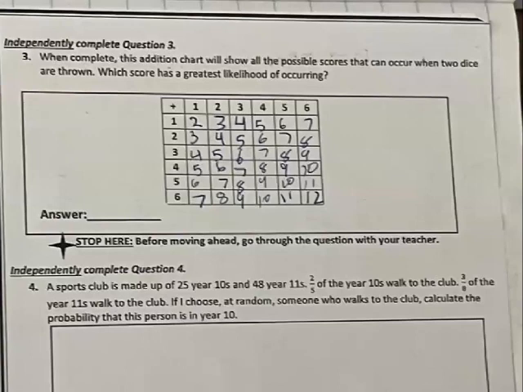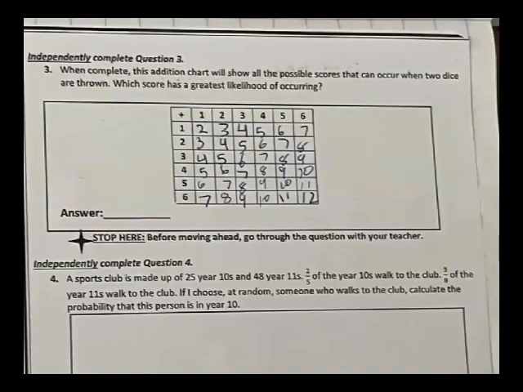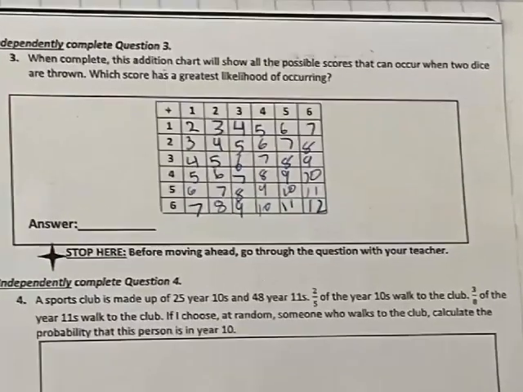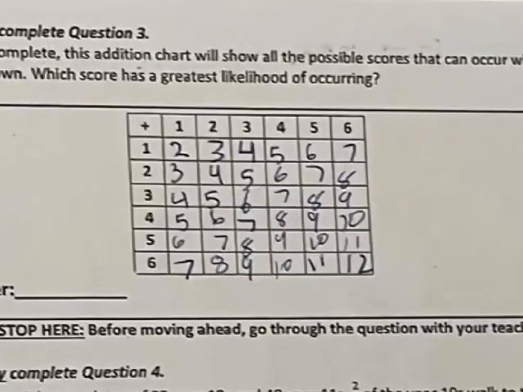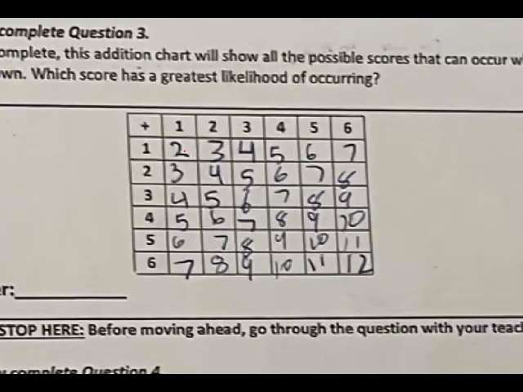When complete, this addition chart will show all the possible scores that can occur when two dice are thrown. Which score has a greater likelihood of occurring? Okay, what we'll see here is you have added all of the things here. 1 plus 1 you have added and written as 2. 1 plus 2 is 3, 1 plus 3 is 4, and all of these are written.